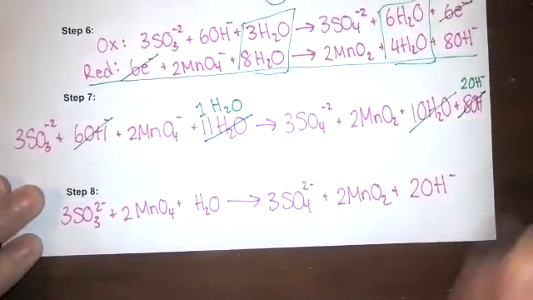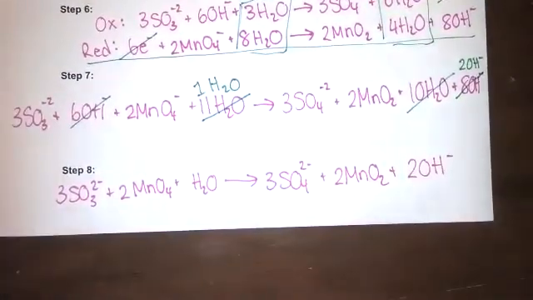So once again, I should only have hydroxide on one side. I should only have water on one side. All my atoms should be balanced. All my charges should be balanced. Aha, there we go. I know that I don't have any hydrogen ions. I only have hydroxide present. This makes sense because this is in basic conditions. So this is how you would balance a redox equation in basic conditions.